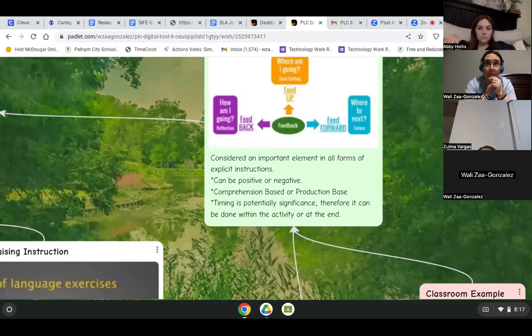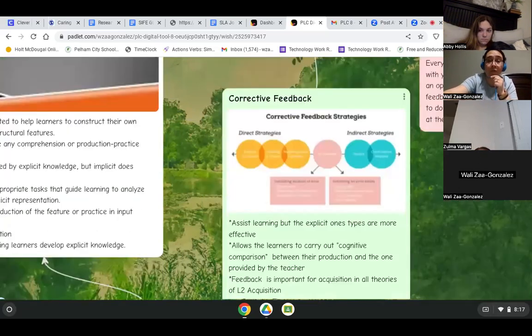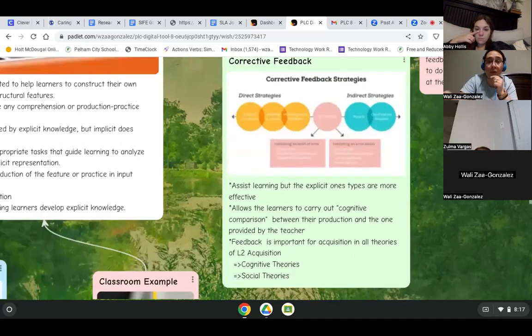Sometimes we think that it might make a difference. It can be done during the activity or at the end of the activity. One of the types of feedback is corrective feedback. This one assists the learning, but explicit ones are more effective.